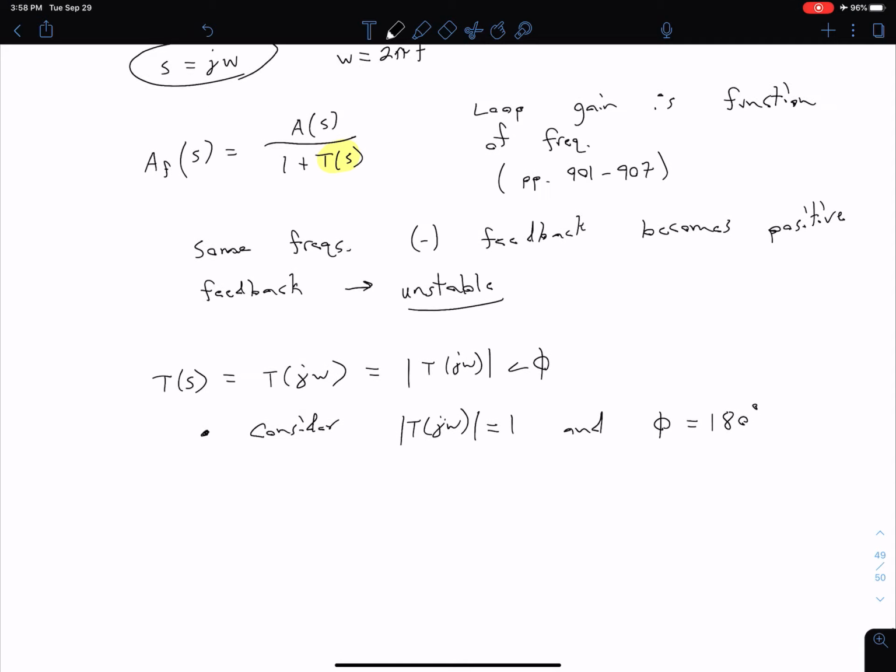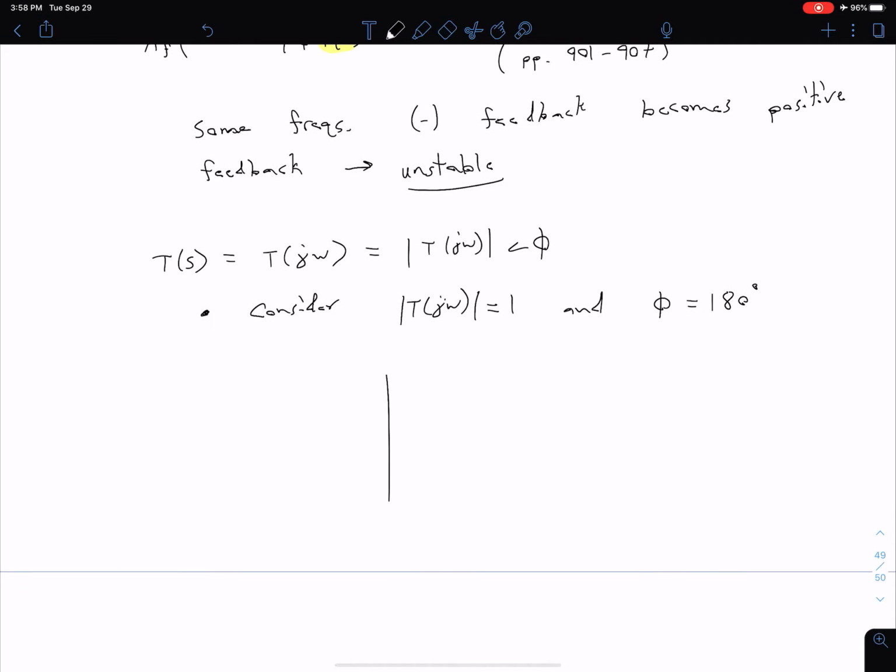If we think about what that looks like on our complex plane, we have our imaginary and real axes like this. Our magnitude is the distance from the origin, so we have 1 as our distance from the origin, and then phi is our angle from this real axis. So we have a distance of 1 at an angle of 180 degrees. So we can see essentially this is -1.